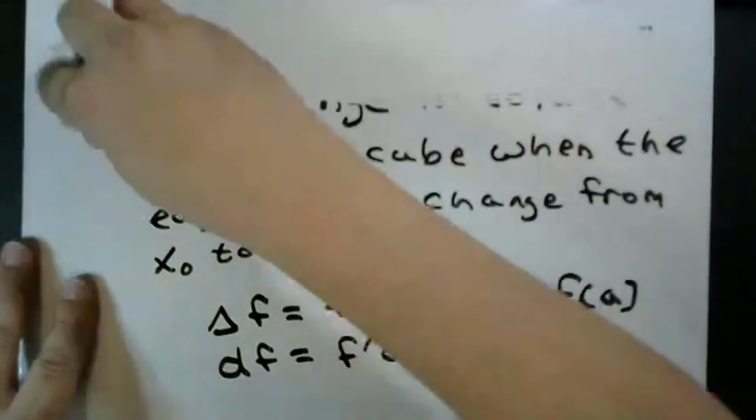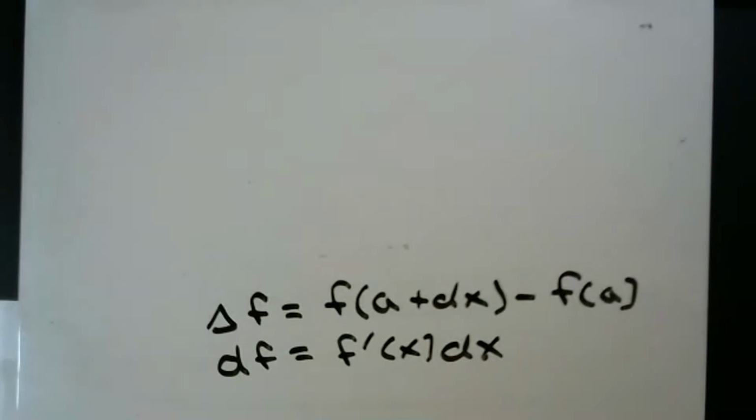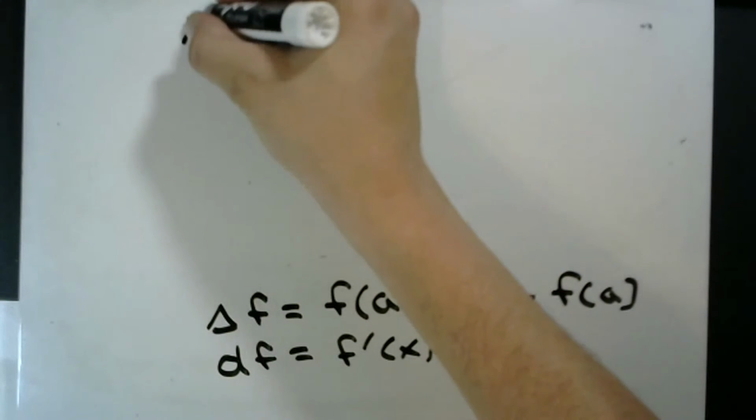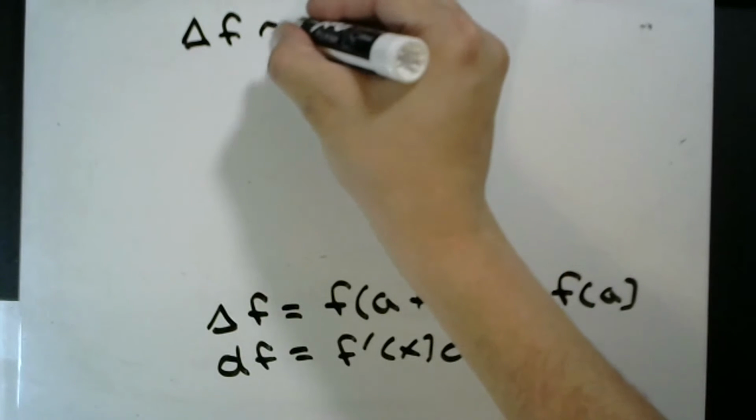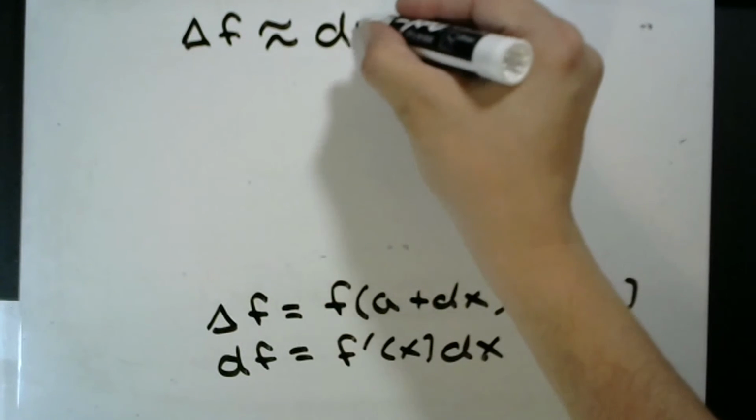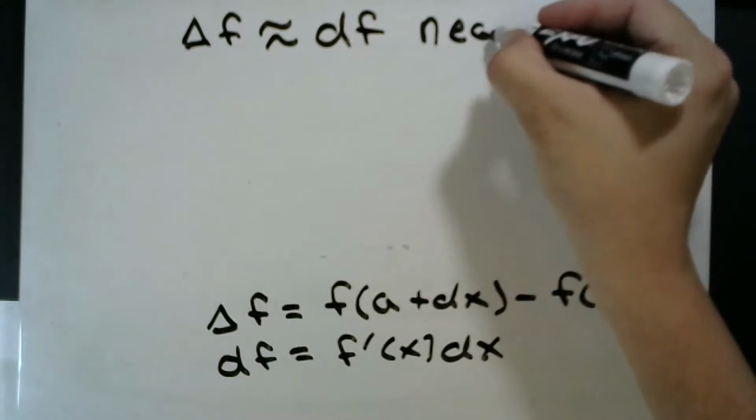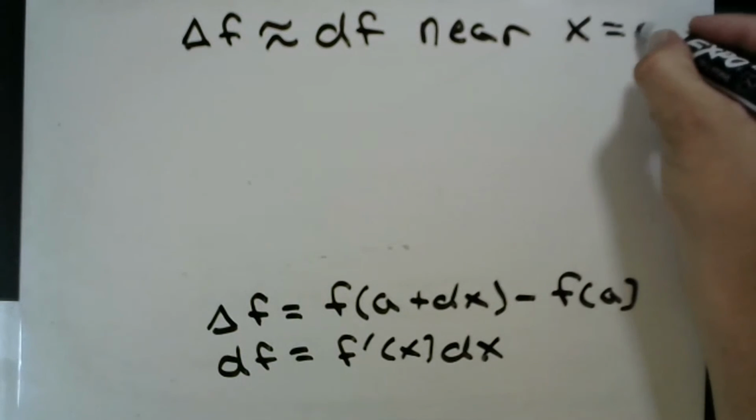let's take a look. One thing. Sorry, I'm just looking at my notes. These are from a couple days ago. Just want to make sure that I agree still. Yes. So what we're going to say is this. Delta f is approximately df near, again, x equals a.